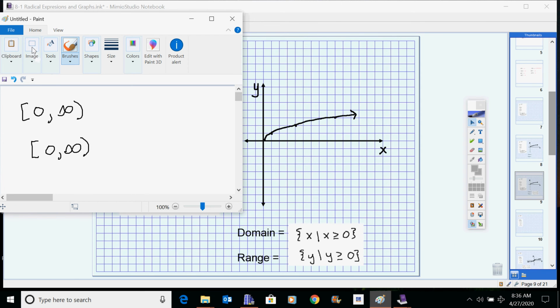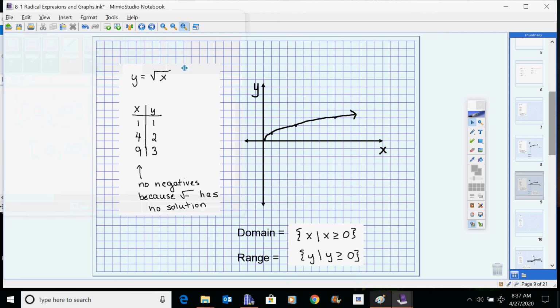Just to remind you how to draw that as well, I want to copy this and put it over here. Actually, I can just copy the same one twice, can't I? All right, we're going to go here and I'll paste it. There we go. So 0 to infinity for your domain, and here's another one, 0 to infinity for your range.